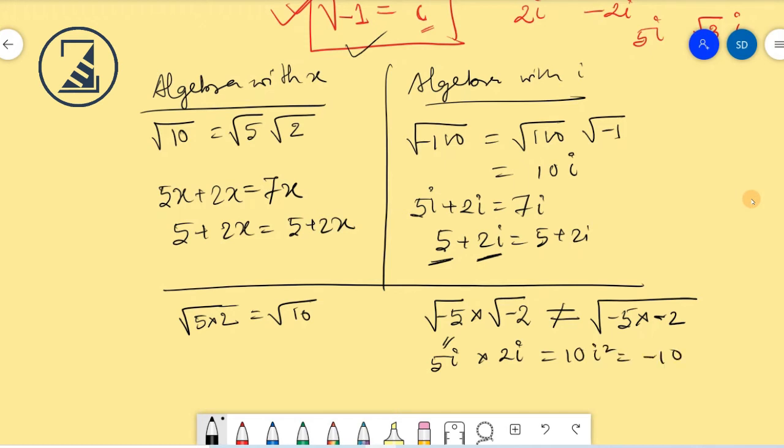So whenever we have this kind of thing, square root of minus 5, we have to extract this square root of minus 1 first, make it square root of 5 i, then we do the operations.